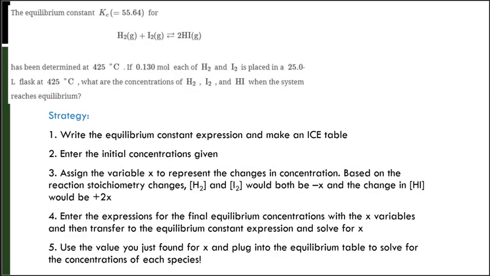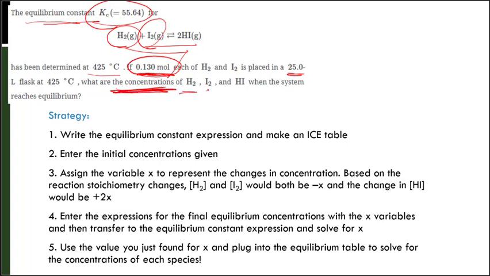Problems thus far have asked us what is the K equilibrium constant, knowing different circumstances. Here, these kinds of problems say the equilibrium constant is 55.64 for this reaction. It has been determined at this temperature. If we know that 0.13 moles each of both reactants is placed in a 25-liter flask, we're going to need to find our concentration by taking our moles divided by 25 liters. The question is asking us, though, what are the concentrations of H2, I2, and HI when the system reaches equilibrium?